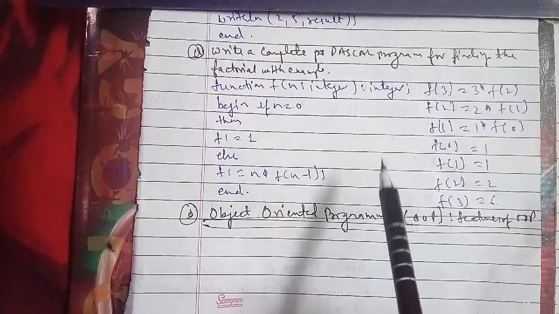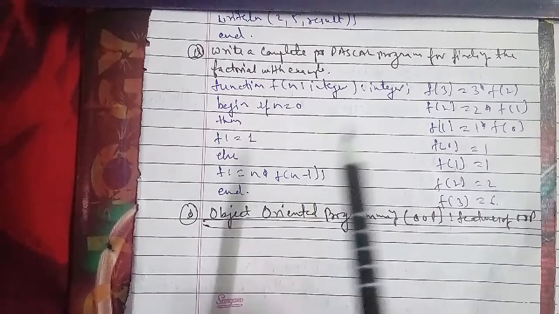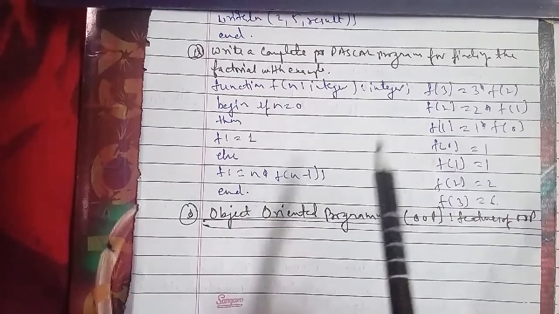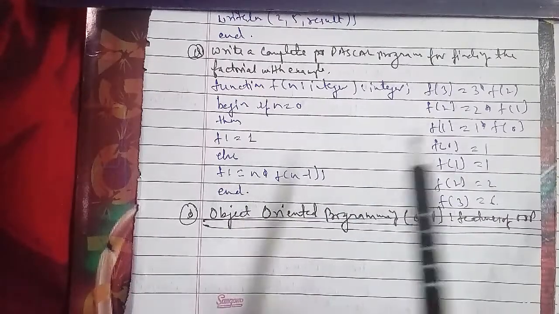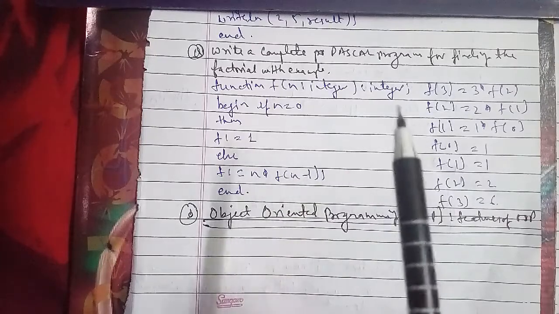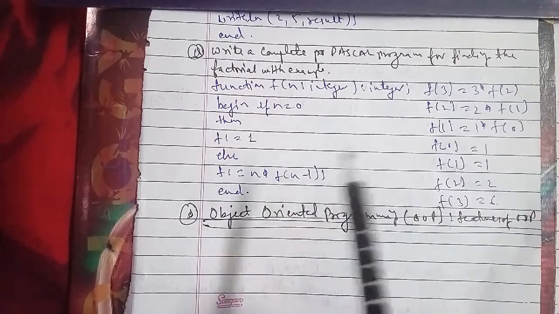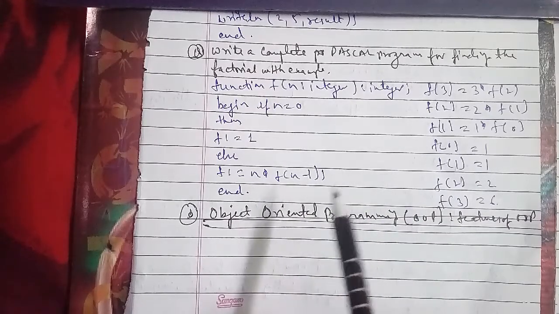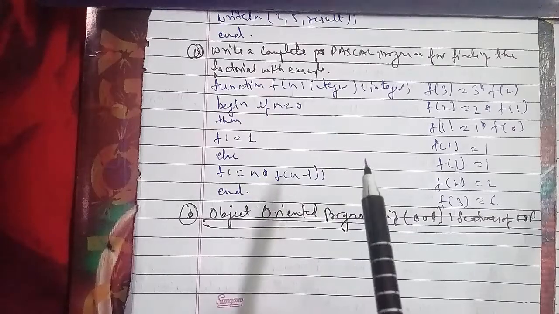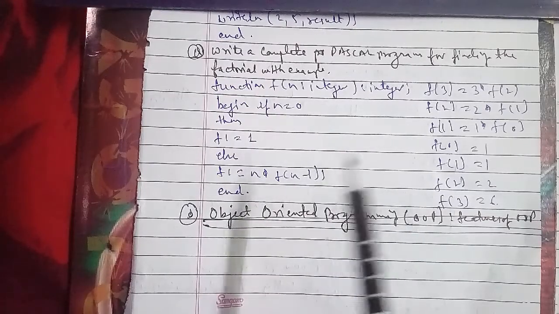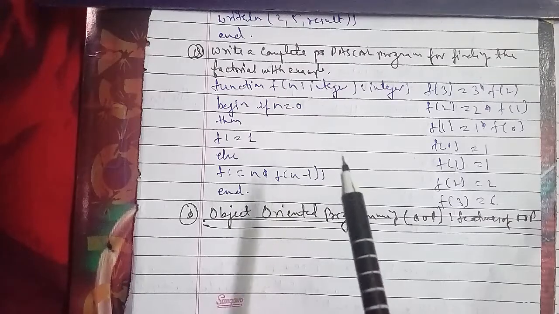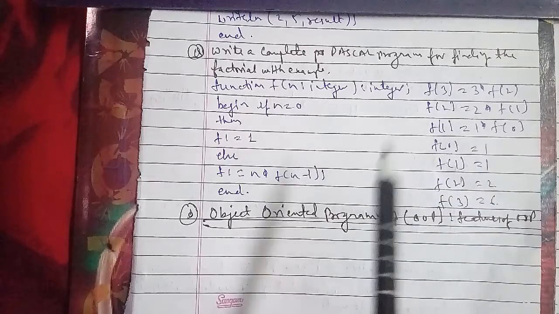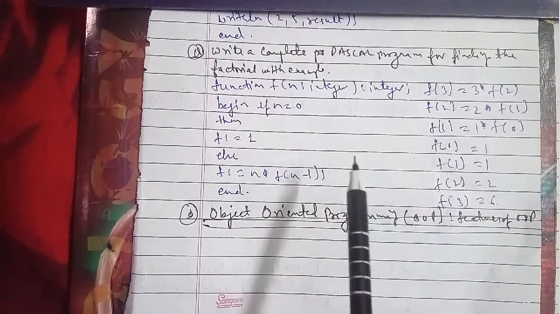Talking about this in detail, OOPS treats data as a critical element in program development and does not allow it to flow freely around the system. It ties the data more closely to the function that operates on it, and protects it from accidental modification from outside functions. OOPS also decomposes a problem into a number of entities called objects, and then builds the data and functions around these objects. The data of an object can only be accessed by a function associated with that object, and the functions of one object can access the functions of another object.